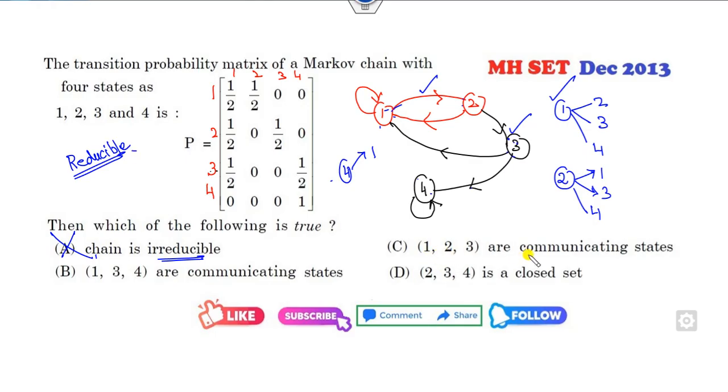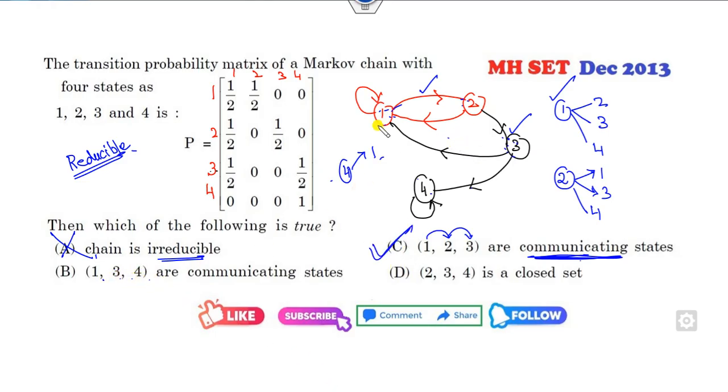Now 1, 2, 3 are a communicating class. Is it true? You can see what is the meaning of the communicating class. It's not closed, it's communicating only. What is the meaning of a communicating class? If you start from 1, you can go to 2, you can go to 3. Same for the others. 1 to 2, 2 to 3, 3 to 1. Fine. If you start from 2, 2 to 1, 1 to 2, 2 to 3. So that means, is it a communicating class? Yes, it's a communicating class.